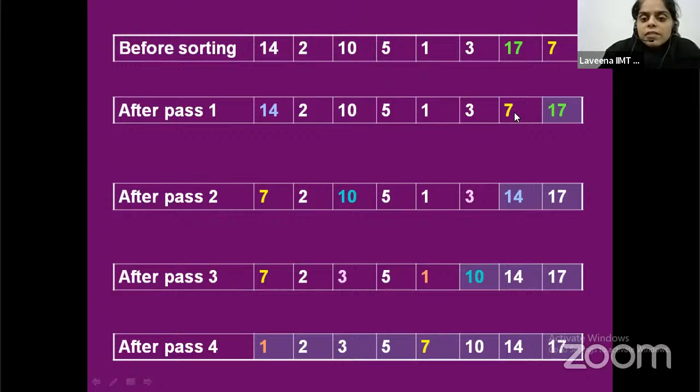Now next comes the 7. Compare with the next largest element, so 14 comes here and swaps with 7. Next comes 3. Compare 3 with the largest element, that is 10. It comes here. Then comes the 1. Compare 1 with the largest element, that is 7. It comes here. Similarly the rest of the elements come into the sorted array 1, 2, 3, 5, 7, 10. So this is the final sorted array after 4 passes, and we also call these passes iterations.